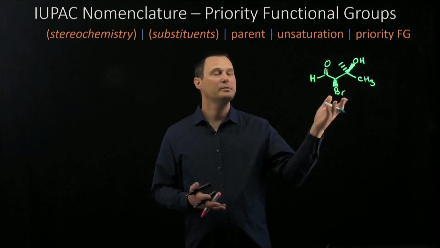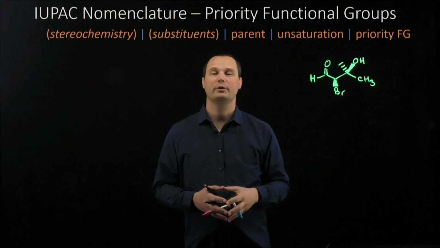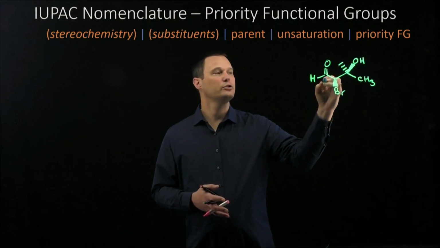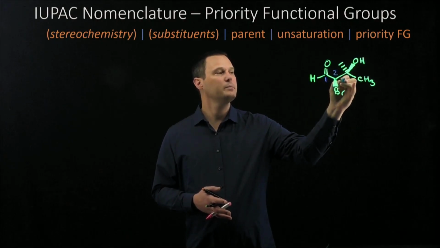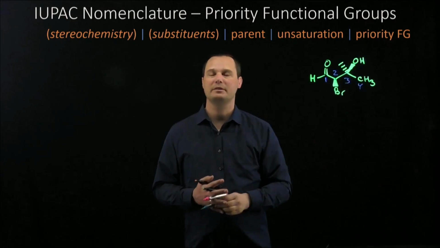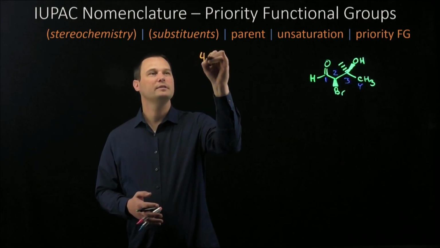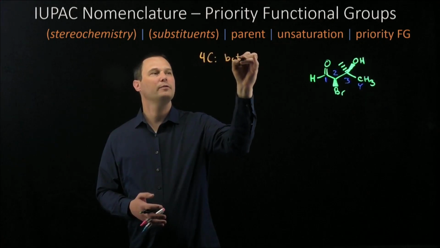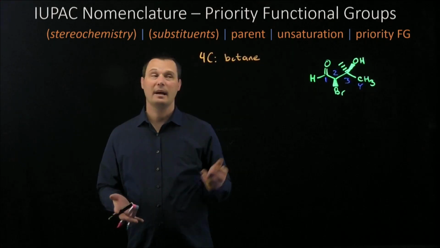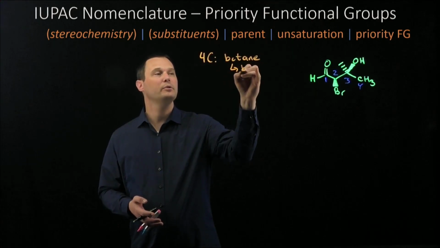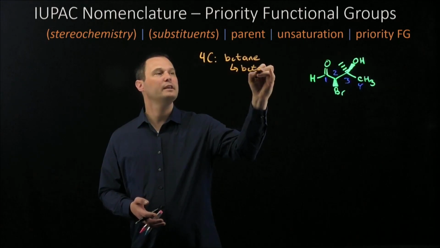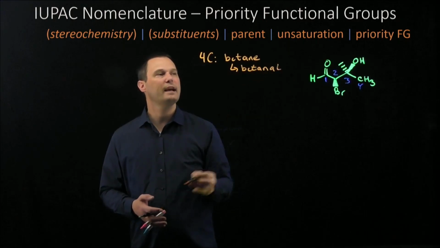Next, we number the molecule to give the priority functional group the lowest possible number. The aldehyde is the highest priority functional group, and by definition, it must be on the end of the molecule, so it must be carbon number 1. Next, we name the parent hydrocarbon. There are 4 carbons in our longest consecutive chain. The name of our 4-carbon hydrocarbon is butane, but it's not going to be butane. To update the name of the butane for the aldehyde, we change the E to an AL, butanal.